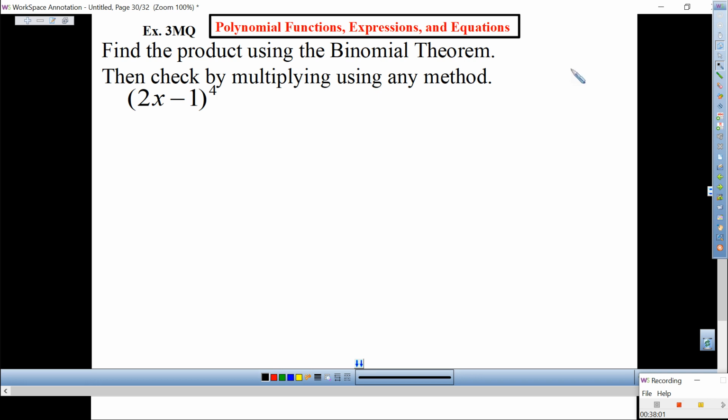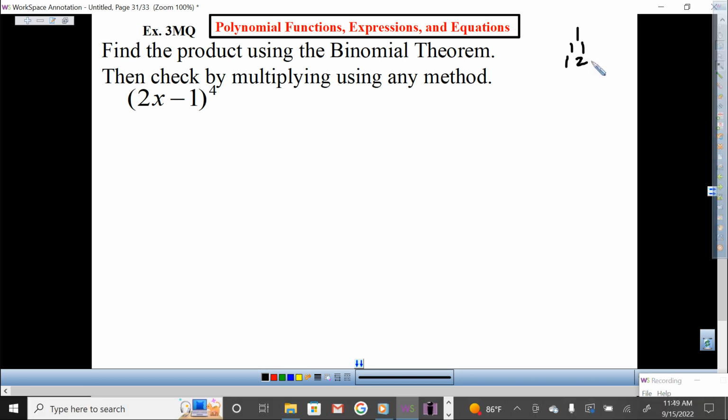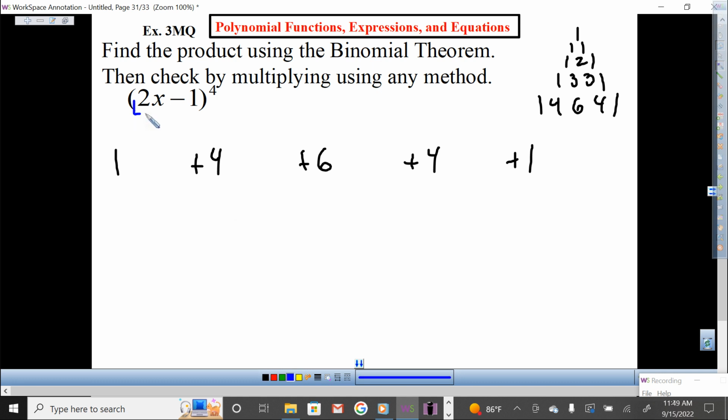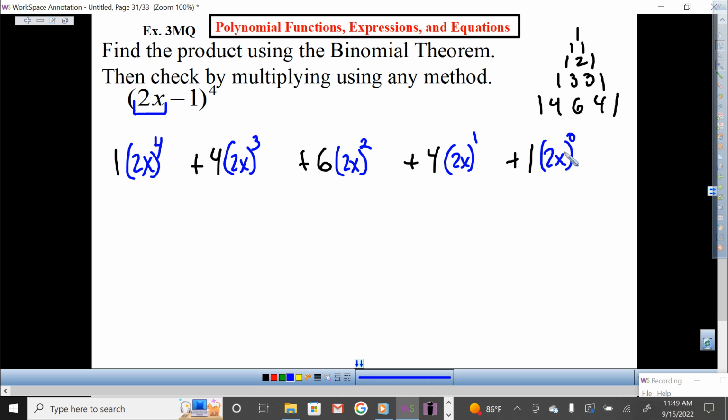All right, for the sake of time, you went 1, 1, 1, 1, 2, 1, 1, 3, 3, 1. But we are in row 4, so it's 1, 4, 6, 4, 1. So we write 1 space plus 4 space plus 6 space plus 4 space plus 1. So far so good? And then, what is my first term? 2x. So we write 2x to the fourth power, then 2x to the third, 2x to the second, 2x to the first, and 2x to the 0. And if you got that by yourself, yeah.